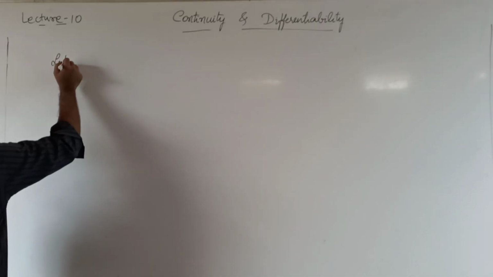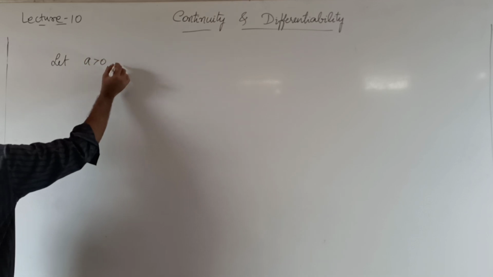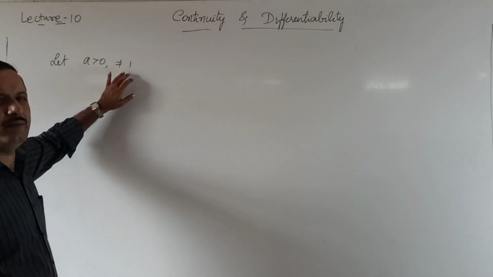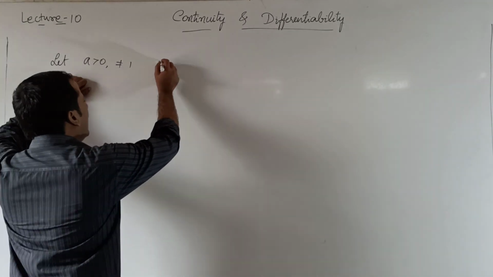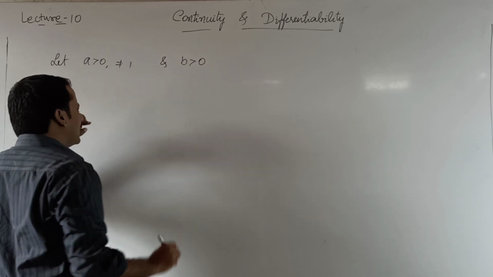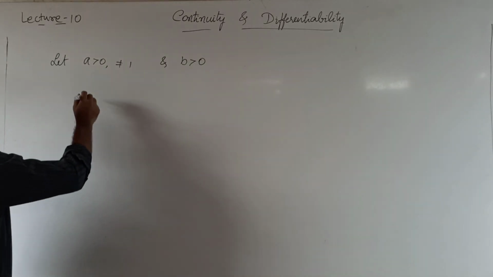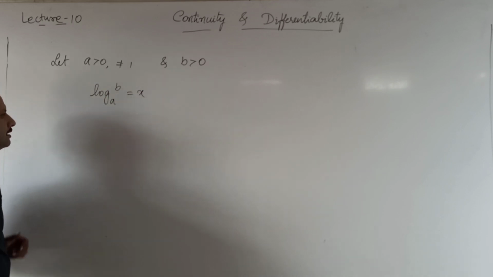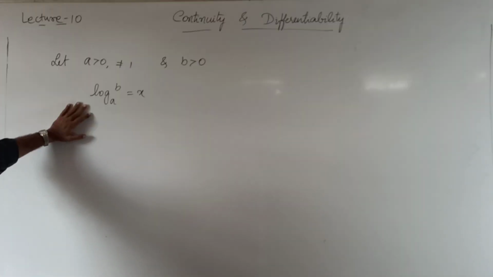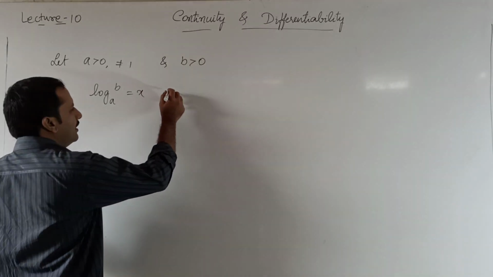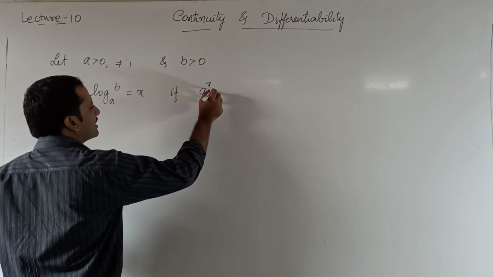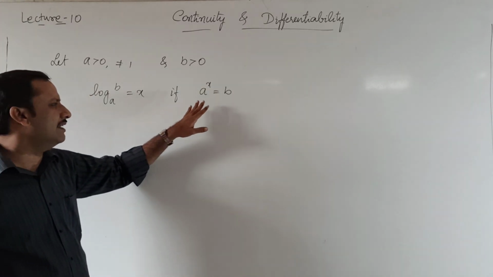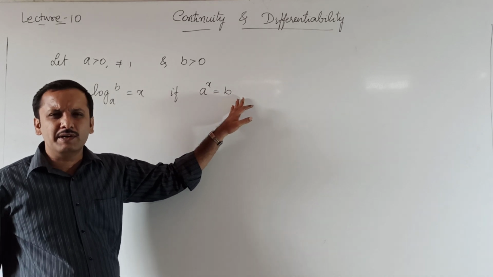Let a greater than 0 and not equal to 1 be any real number. a is any positive real number but not equal to 1. And b be any positive real number. Then we say that log b to the base a is equal to x if a power x is equal to b.